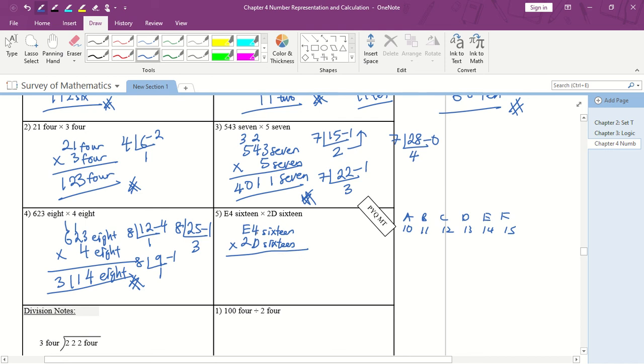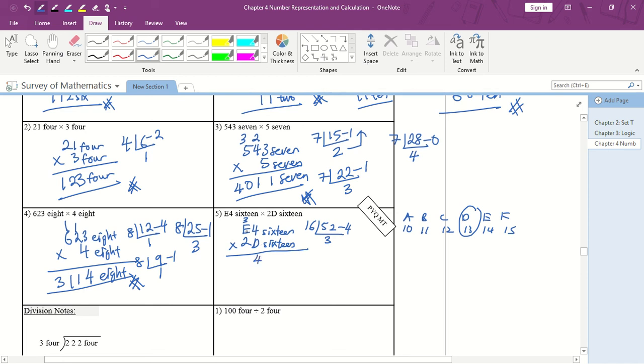Okay, so 4 times D. So what is D? D we know is 13. So 4 times 13 we know is 52. And 52 divided by 16 will be 16 times 3 equal to 48. And 52 minus 48 gives you 4. So here will be 3, here will be 4. Okay, and let's try the next one.